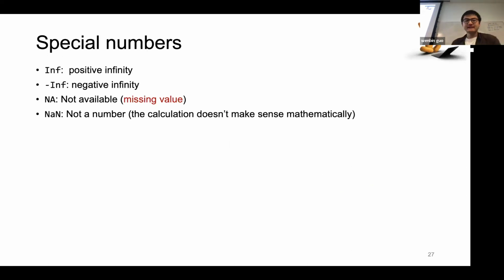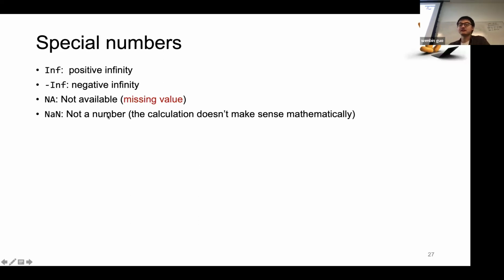So besides the number representation in R, I also want to talk about the special numbers. Specifically, I use infinity or negative infinity, these two symbols, to represent the very big or very small, like infinitely big or small. And NA stands for not available. It's the missing value. Usually in your real data, you are going to need to handle missing values because real data is really noisy or really messy. So this is pretty much a common issue.